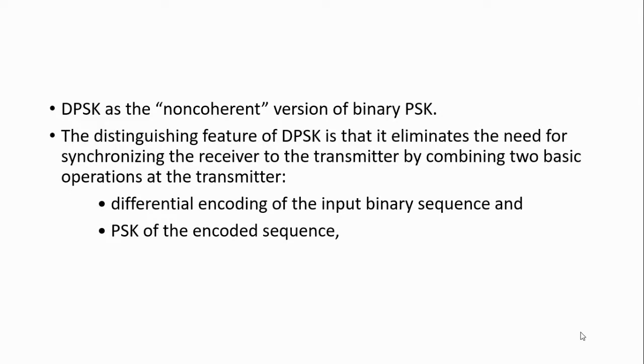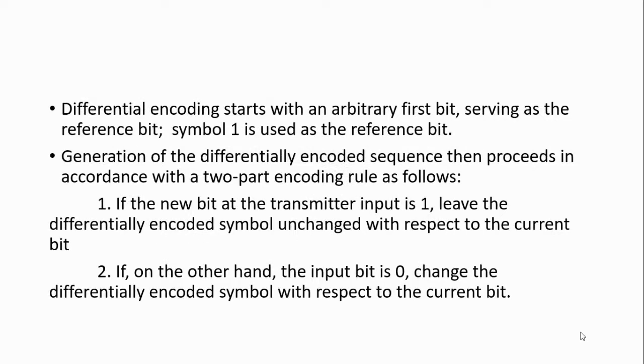transmitter by combining two basic operations at the transmitter: differential encoding of the input binary sequence and PSK of the encoded sequence. The differential encoding starts with an arbitrary first bit serving as the reference bit. A symbol 1 is used as the reference bit. The generation of the differentially encoded sequence proceeds according to a two-part encoding rule.